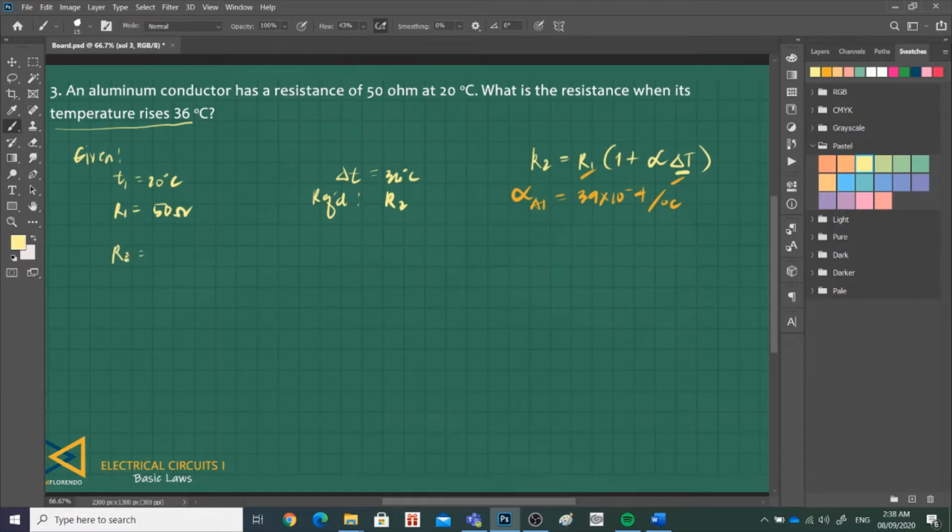Isa-substitute na lang natin yung mga given conditions. R sub 2 is equal to R sub 1, 50 ohms, times 1 plus alpha. Alpha is 39 times 10 to the negative 4 per degree Celsius times the change in temperature or yung rise in temperature. Ayan. Unit analysis: per degree Celsius times degree Celsius cancel out. So, ang matitira is a unit in ohm, a unit of resistance. So, R sub 2 is, in your calculator, 57.03 ohms. And so that's our answer.